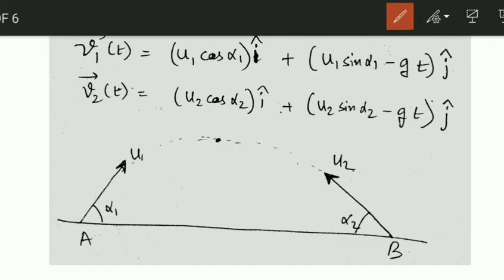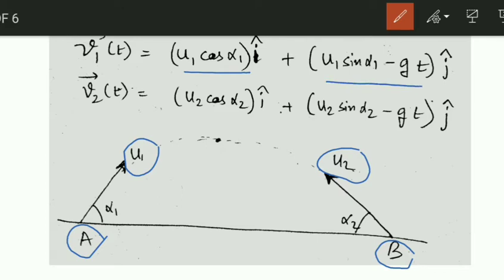Suppose we have one projectile launched at point A and other projectile launched at point B with an initial velocity u1 and u2 respectively. Now, for the first projectile, velocity at any time t is u1 cos alpha 1 i cap plus u1 sin alpha 1 minus gt j cap, where alpha 1 is the angle of projection. You may wonder from where this expression comes. If you are still not clear about it, then please refer to the lecture of projectile motion. The basic fundamentals are covered in that lecture.